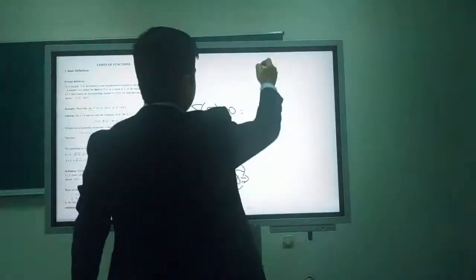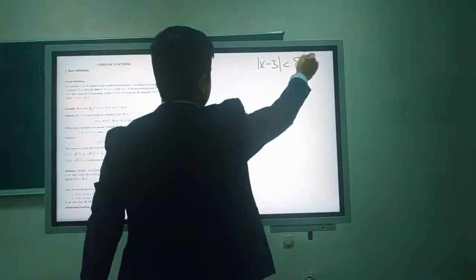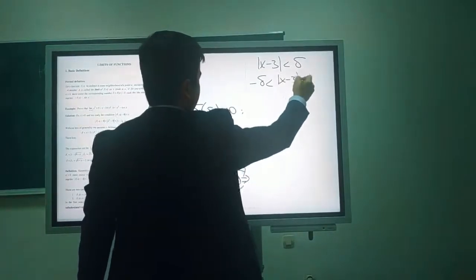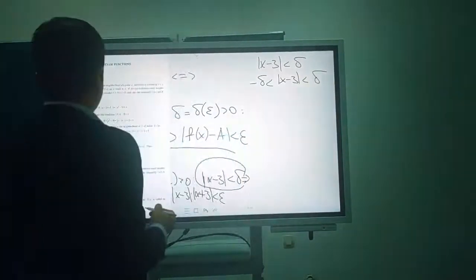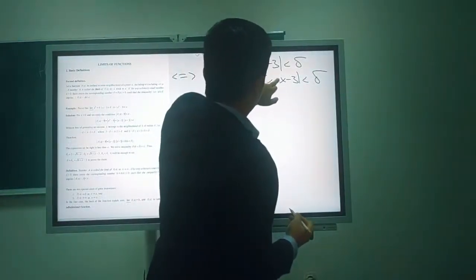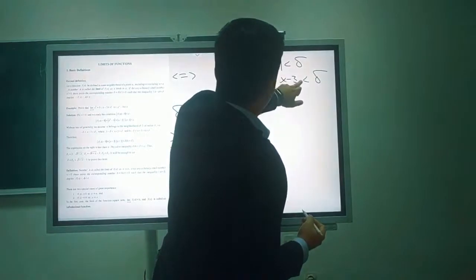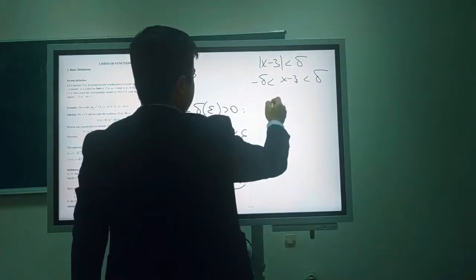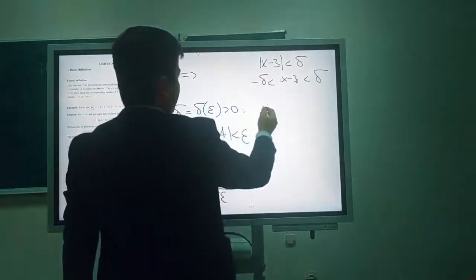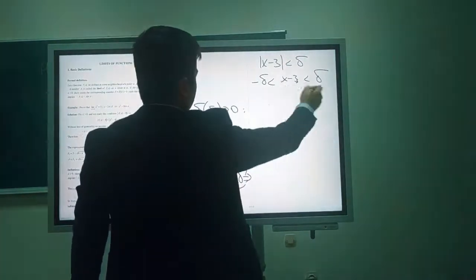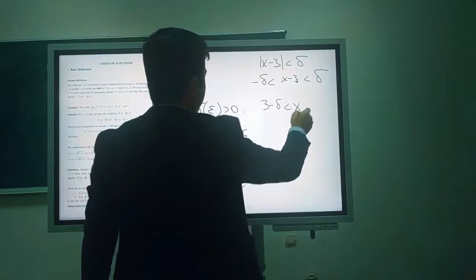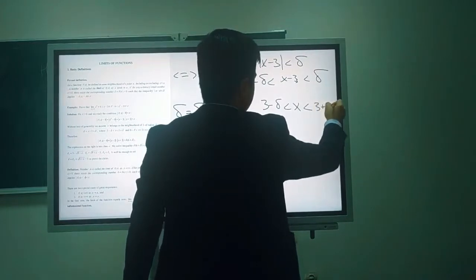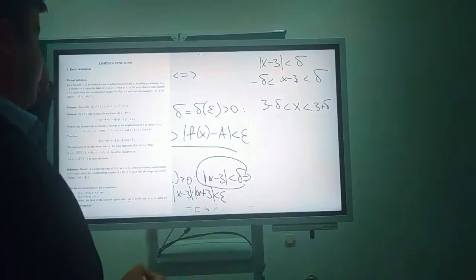It means |x - 3| < delta, which means minus delta is less than x minus 3, and it is less than delta. Without absolute value, of course, because now we open the absolute value. Then what do we get here? We move 3 to the left side. Our double inequality is 3 minus delta is less than x, and it is less than 3 plus delta.